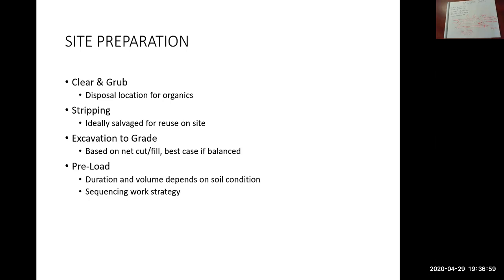The last one there, sequencing work strategy. So again, if there's a preload shown on your tender drawings that you're looking at, once you place the preload, you can't build anything there until the preload's removed. So you may have to wait, like I say, 3 months, 6 months, a year in order to start to build the permanent road structure in that area. So you need to keep those kinds of things in mind. You're sequencing the work.